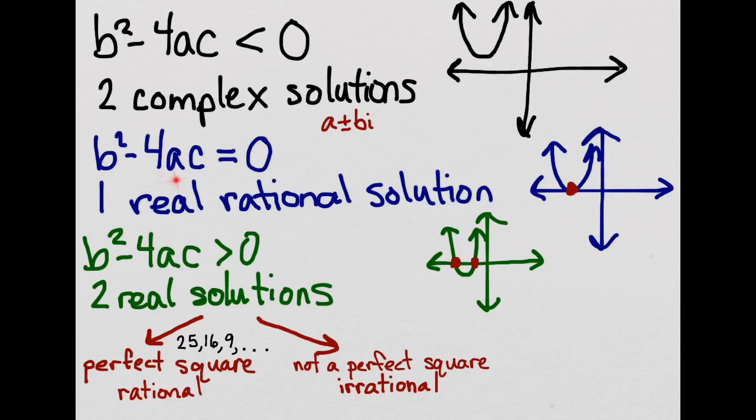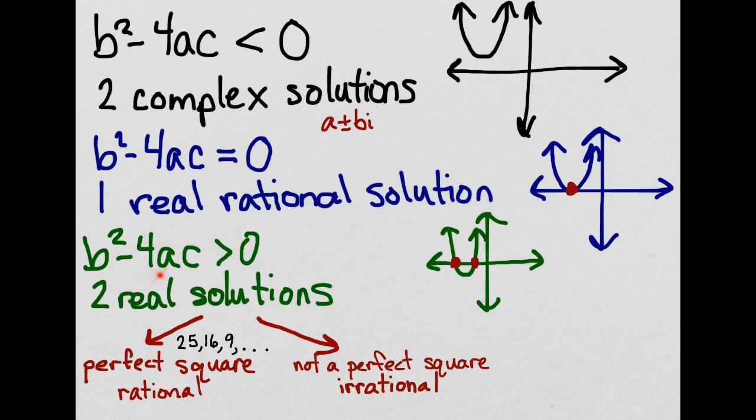So when b squared minus 4ac equals 0, that means the number in the square root is 0, the square root of 0 is 0, so really we'll just have negative b over 2a, which is going to reduce to one real rational solution. If we were to graph it, the parabola just bounces off the x-axis, so it just hits it once. Now remember, rational means that we can write the answer as a ratio or as a fraction. And it's real because it actually does hit the x-axis.